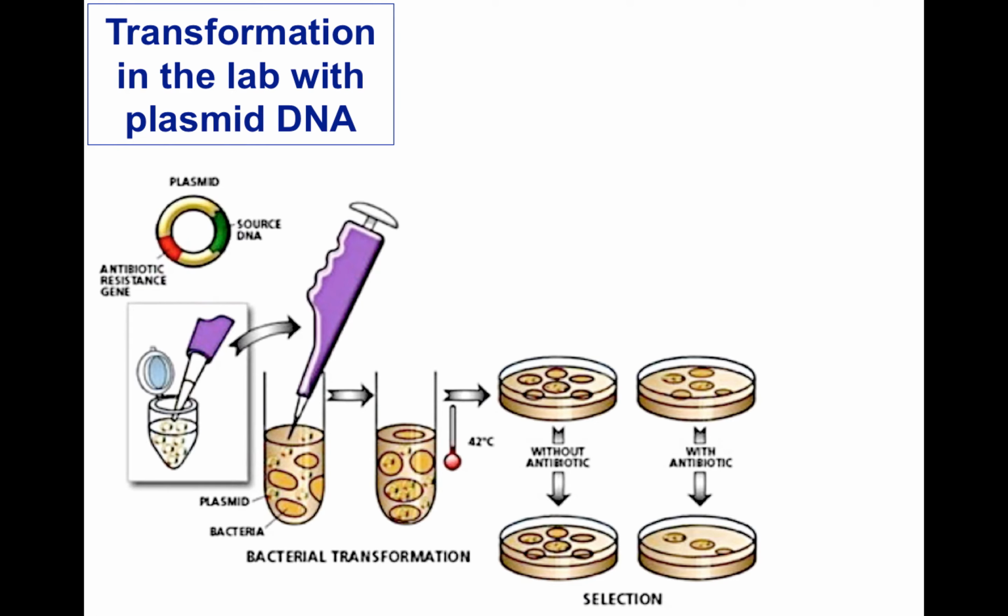Transformation in the lab by molecular biologists is a little different. We usually start out with plasmid DNA that's been highly engineered. It has an antibiotic resistance gene, for ampicillin resistance or for tetracycline resistance, for example. And it has our cloned piece of DNA that we've inserted into the bacterial plasmid.